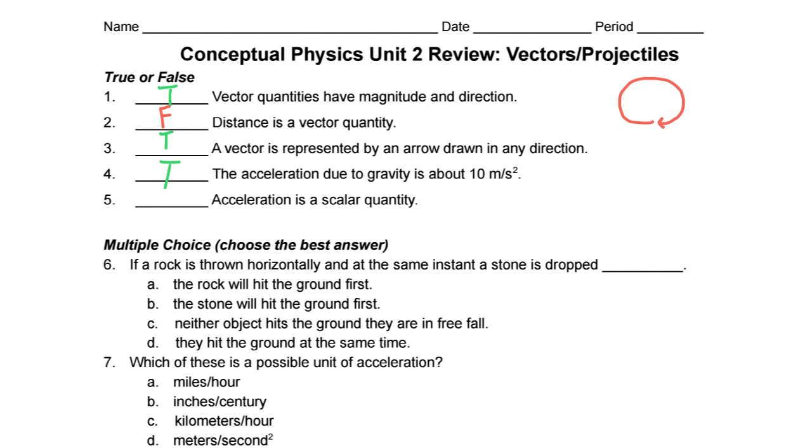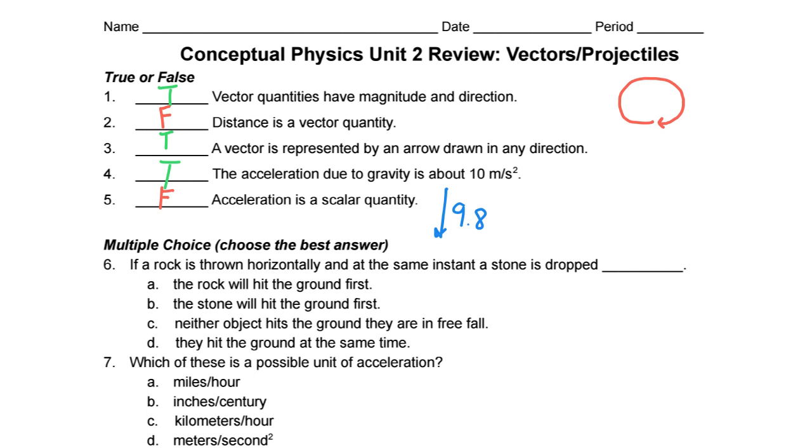Acceleration is a scalar quantity. That is false. Acceleration is the change in velocity, and velocity being a vector automatically makes acceleration a vector. The direction that you are accelerating is very important. With gravity, it's always pointing down towards the center of the Earth. And so it's not just a scalar quantity, it is a magnitude, 9.8, and a direction, down.